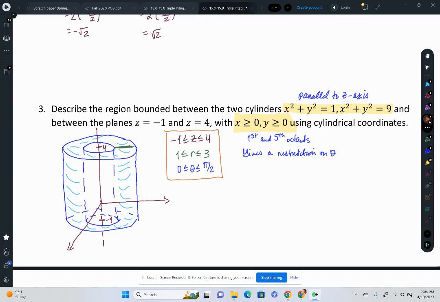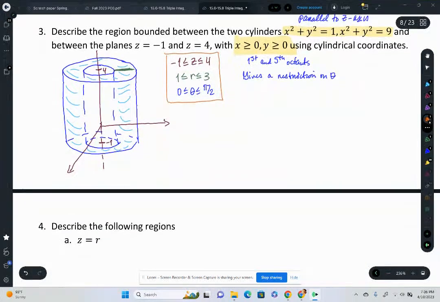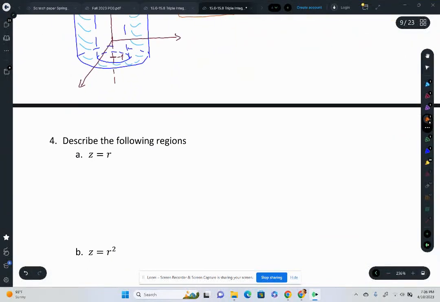All right, so if we had to integrate over something like that, I already have our bounds written out. And so that's kind of the point of this exercise: if you've been given a region, you need to know how to define your bounds for r, theta, and z so that you can set up an integral to integrate over the region. All right, before we get to integrals, though, I want to describe a few regions.